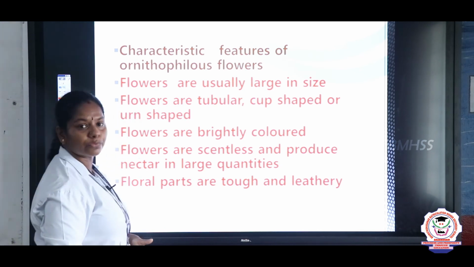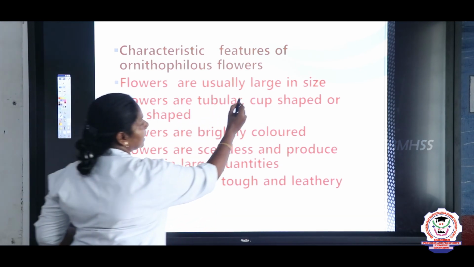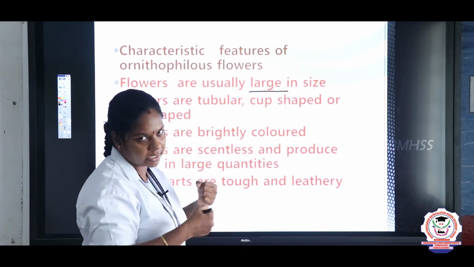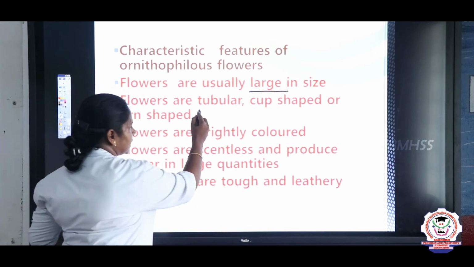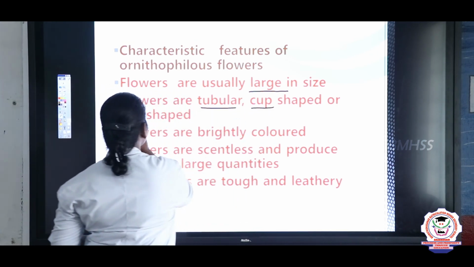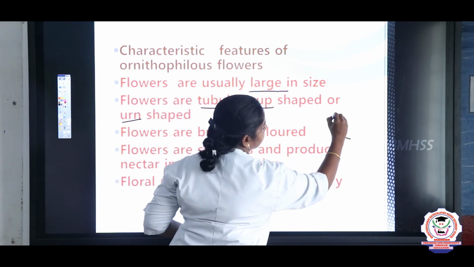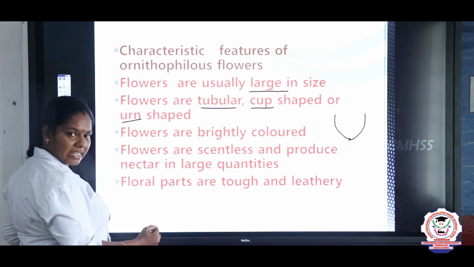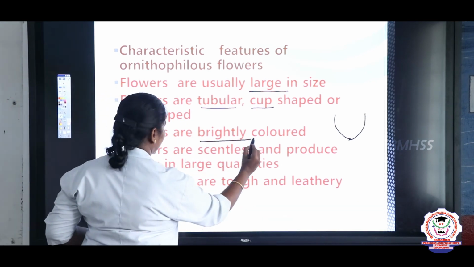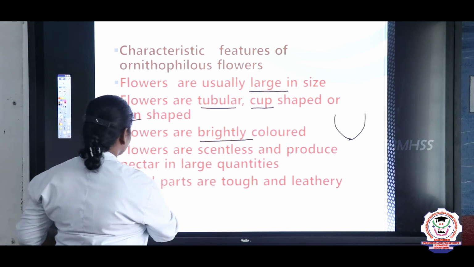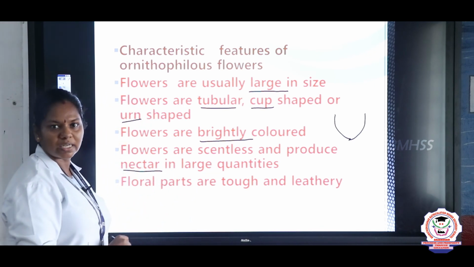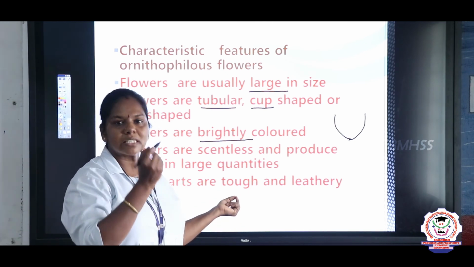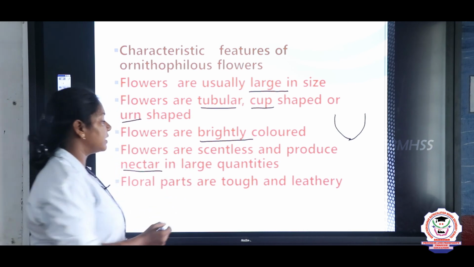Characteristic features of ornithophilous flowers: the flowers must usually be large, right? Only then can small birds move inside and take the nectar. They should be tubular, cup shaped or urn shaped. Urn is a shape like this, right? And they should be brightly colored to attract the birds. The flowers are scentless, but they produce nectar in large quantities. They do not produce any smell. That is scentless.